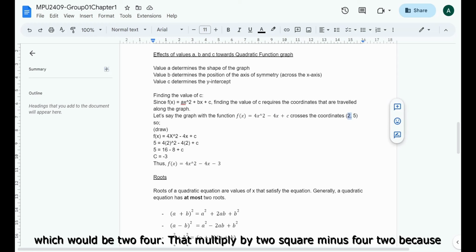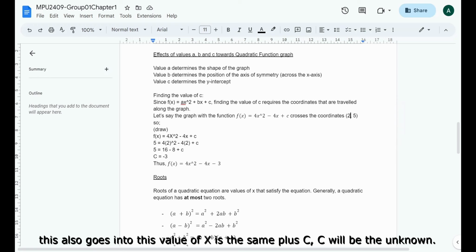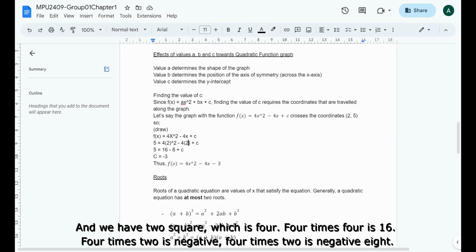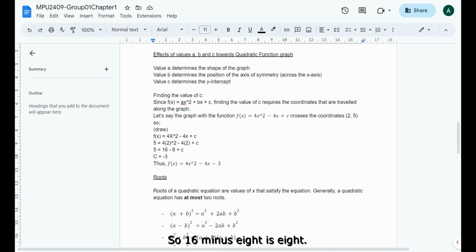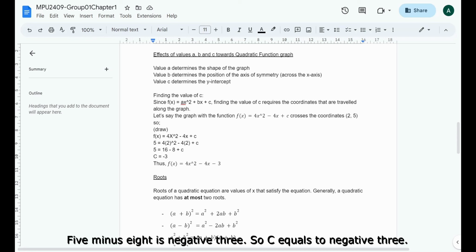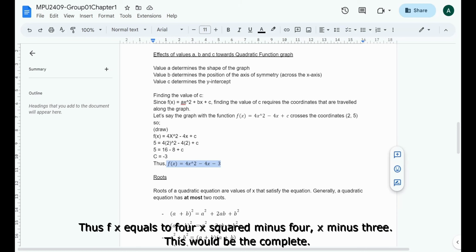4 multiplied by 2 squared minus 4 times 2, because the value of x is the same here, plus c, which will be the unknown. We have 2 squared, which is 4. 4 times 4 is 16. 4 times 2 is negative 8. So 16 minus 8 is 8. 5 minus 8 is negative 3. So c equals negative 3. Thus, f(x) equals 4x squared minus 4x minus 3.